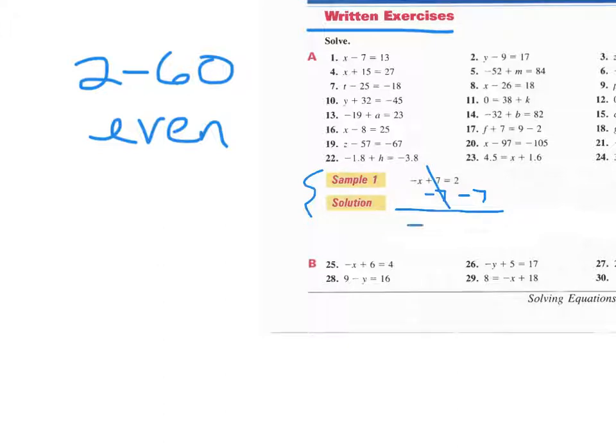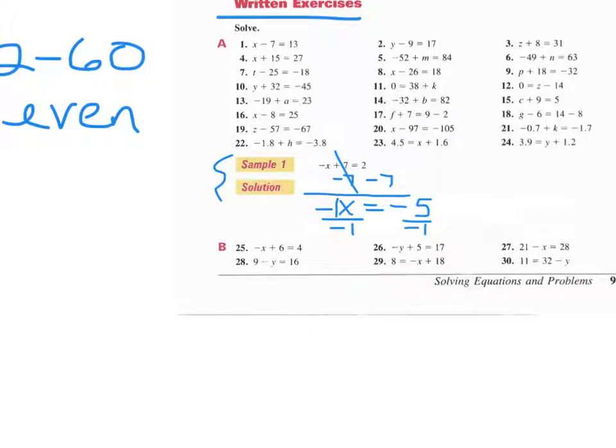And notice here I get -x equals -5. Now, I can never ever have a negative variable. So I'm going to put a 1 here. I now need to divide both sides by -1. And I get x equals +5.